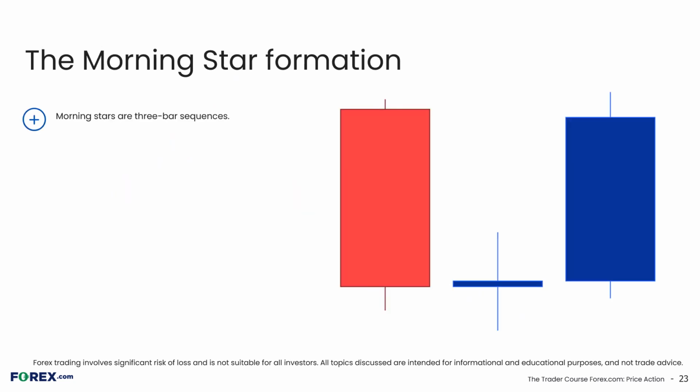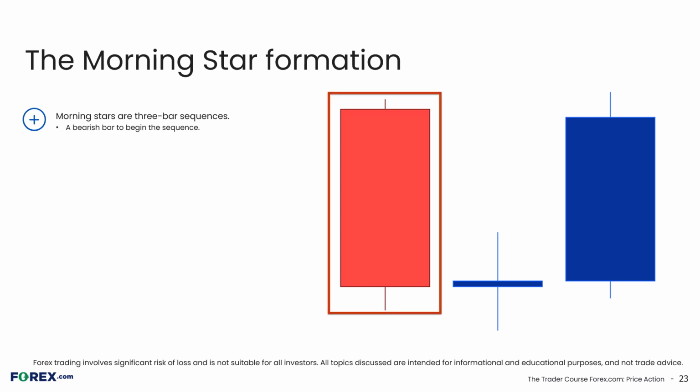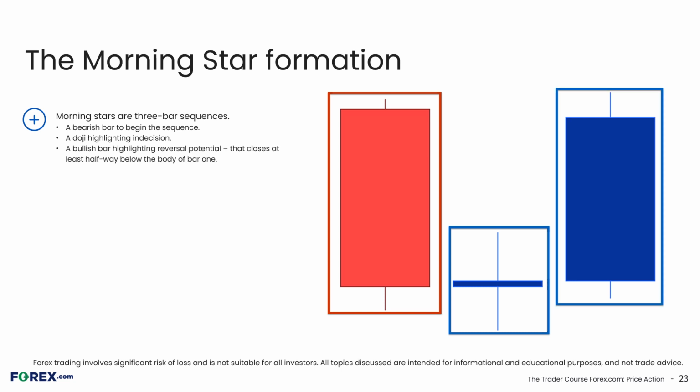The exact opposite of the evening star is its bullish counterpart, and this is the morning star formation. Morning star formations are 3-bar sequences as well. A bearish bar begins the sequence, indicating sell-off or weakness in the market. A doji prints after that, highlighting indecision after the bearish move. A bullish bar prints after that, which then takes out at least half of the body of the first candle.